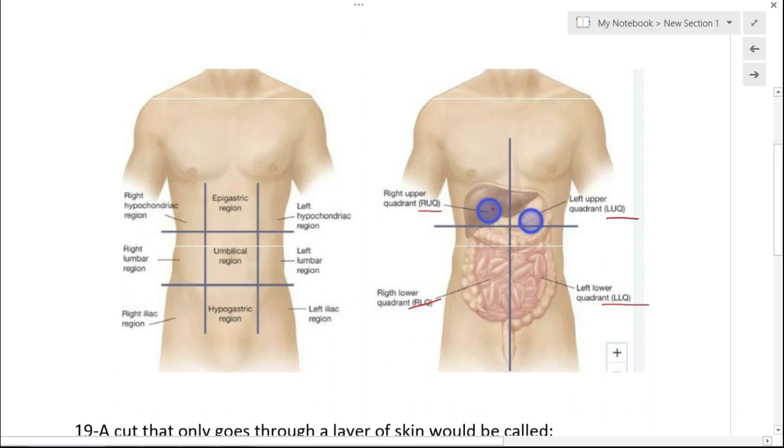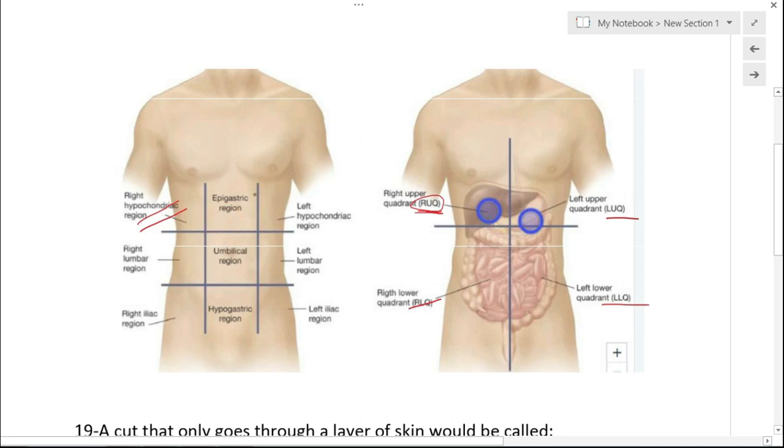So the abdominopelvic area is classified into four regions: RUQ, RLQ, left upper quadrant and left lower quadrant. The question was which region is included in the right upper quadrant. This is further classified into different regions. Here you can see the right hypochondriac region. This area comes under RUQ, right upper quadrant, right hypochondriac region.